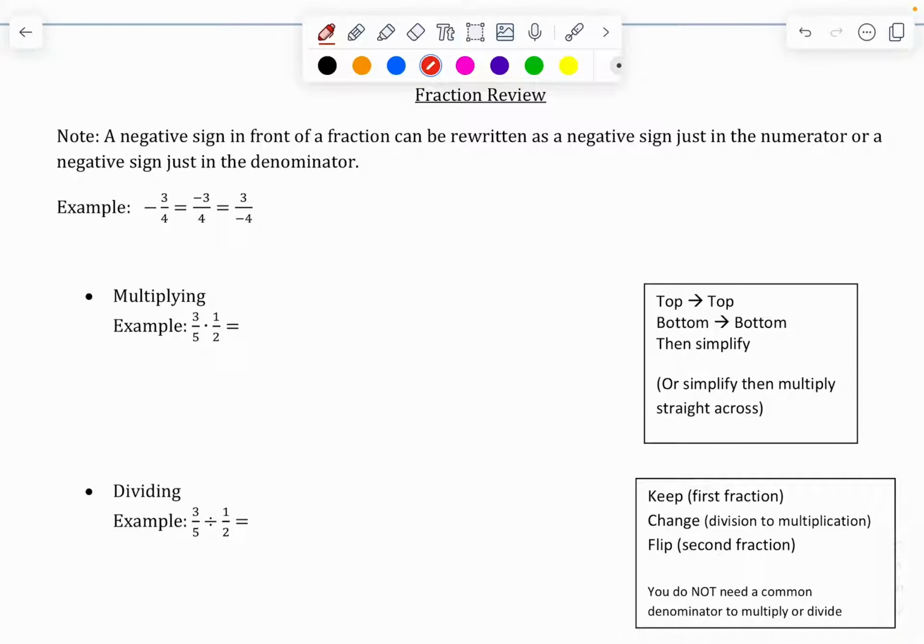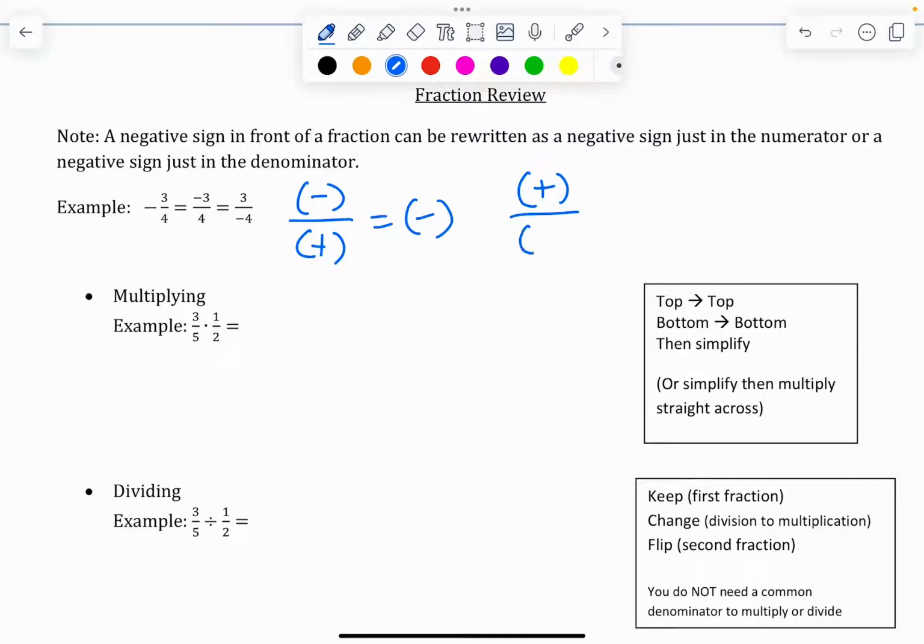So now we're going to do a quick fraction review. It's probably been a little while since you did fractions. So first we're going to look at our negative signs. If we have one negative in front in the middle, that is the same as having one negative on top or one negative on the bottom. And this is because a negative divided by a positive is a negative, and a positive divided by a negative is a negative. So it doesn't matter where that negative sign is, we still end up with a negative number or a negative answer.